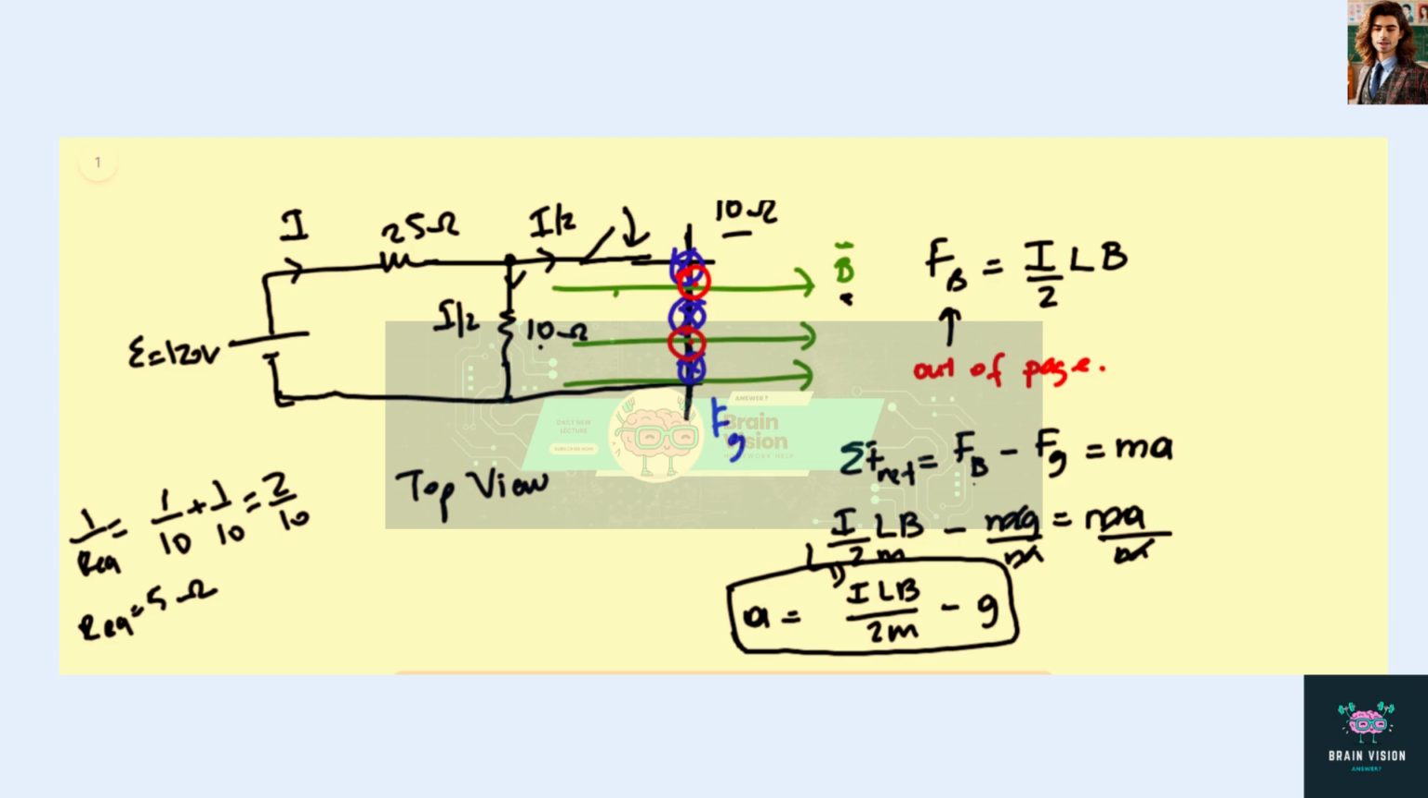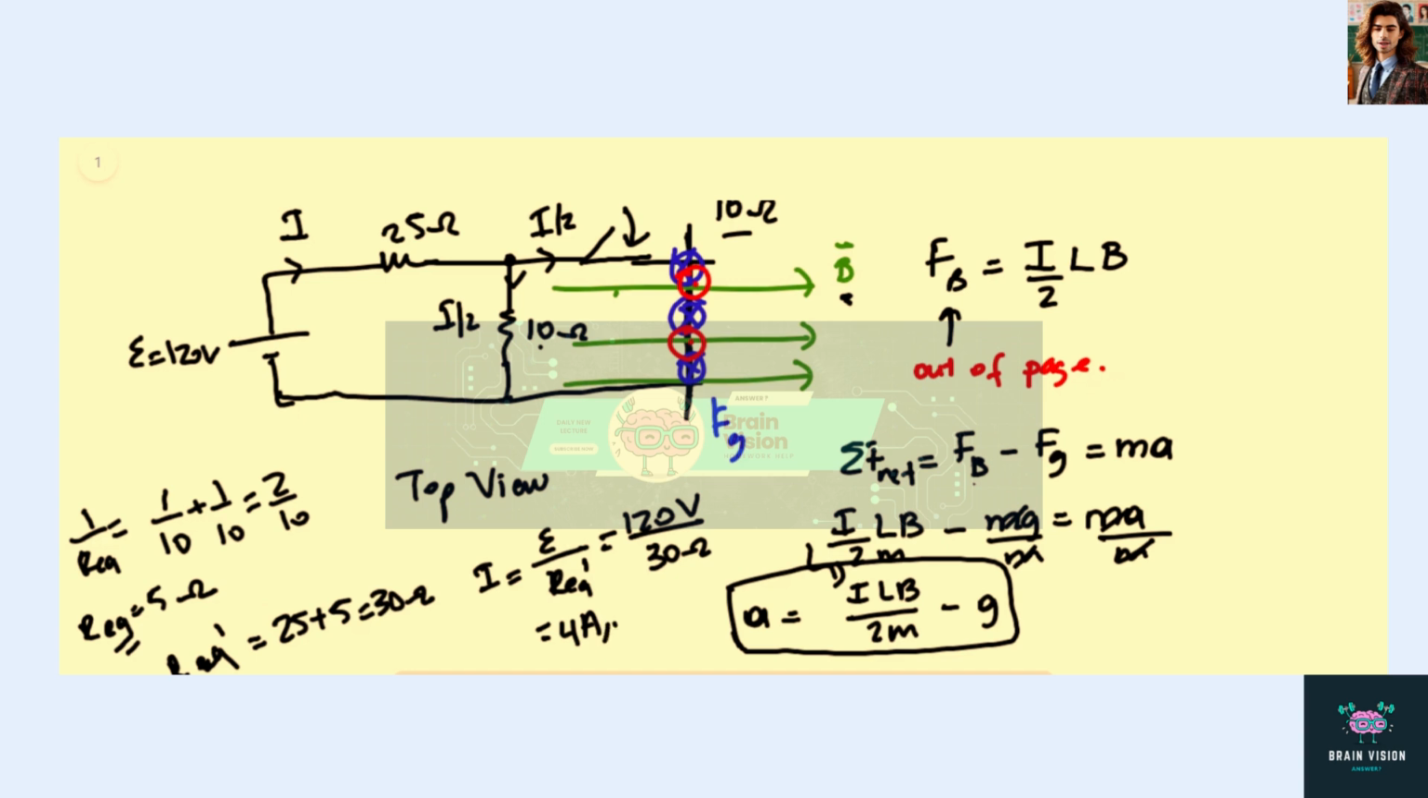But this is not the total, because we have another resistor in series with respect to this Req. So let's call it Req prime. Req prime is 25 plus 5 ohms, which is 30 ohms. Now from Ohm's law, the current flowing through the main branch is equal to the EMF produced by the battery divided by Req prime, the total resistance. So 120 volts divided by 30 ohms is going to give us 4 amps for our current.